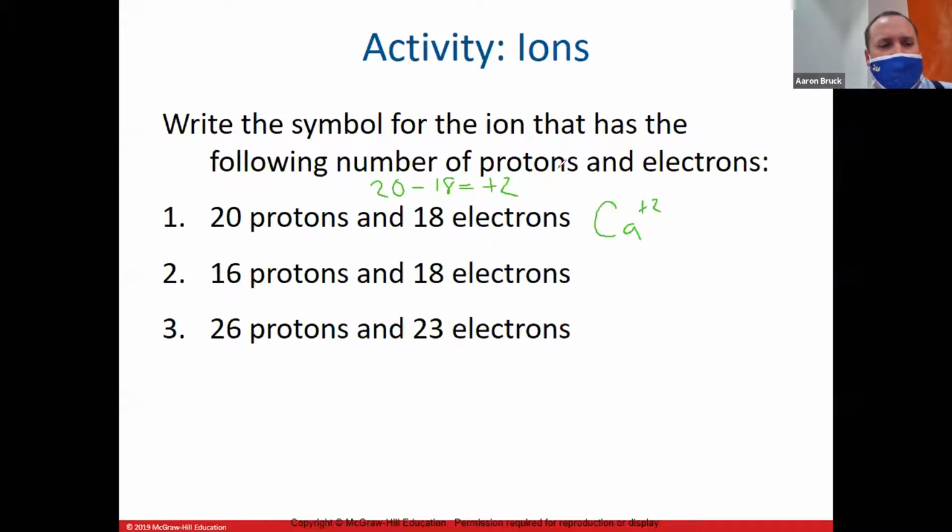For the second one, 16 protons and 18 electrons, so 16 minus 18 would give me a negative 2 charge. 16 protons corresponds to the element S, sulfur. So this would be S negative 2, sulfide ion.